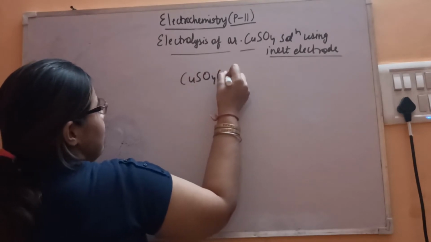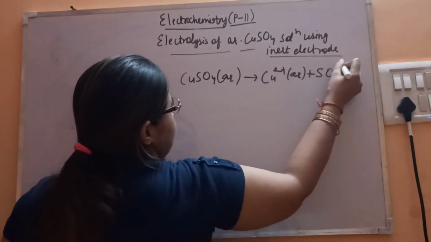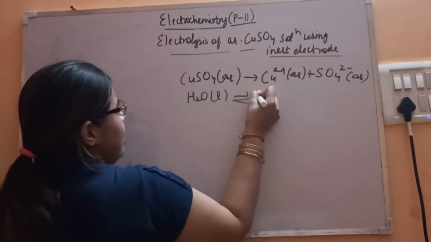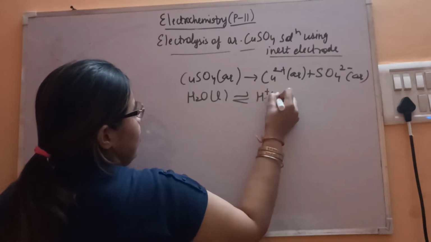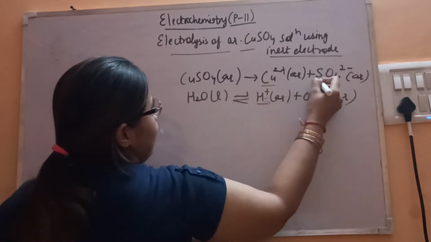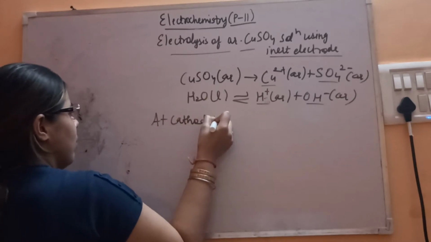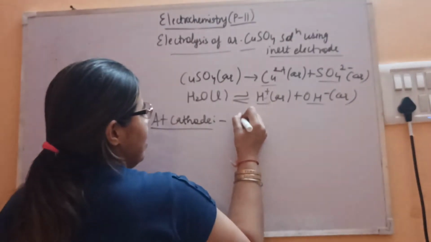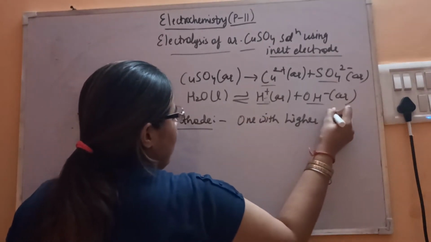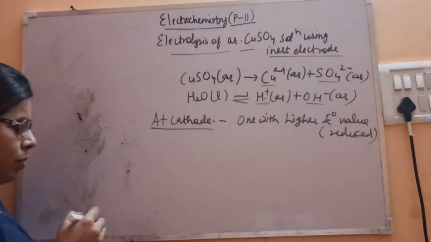Copper sulfate aqueous gives you Cu2+ ions aqueous plus sulfate ions aqueous. Water is also present, feebly ionized, H+ aqueous plus OH- aqueous. So there is a competition between these ions. Let's see at the cathode. At the cathode, the one with the higher E0 value should get reduced in preference to the other.